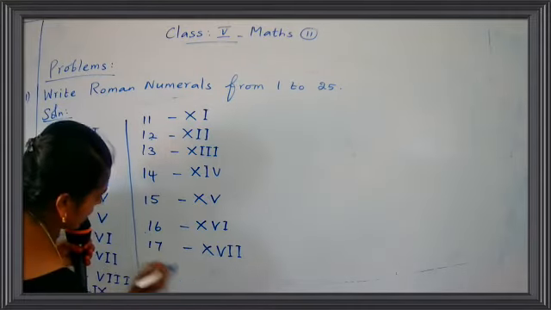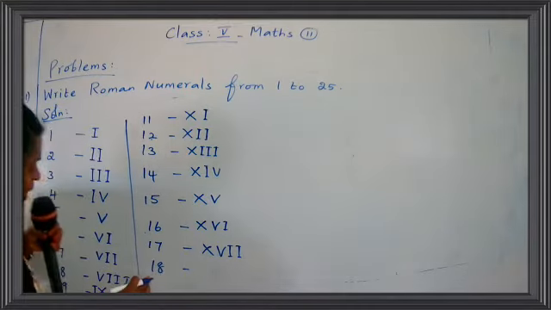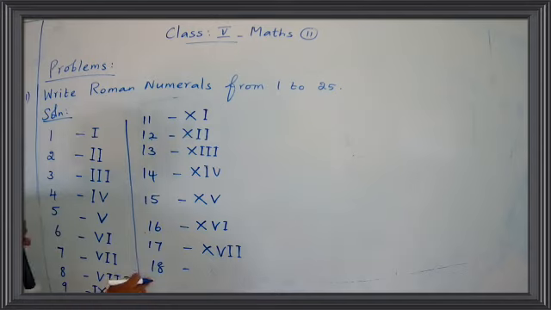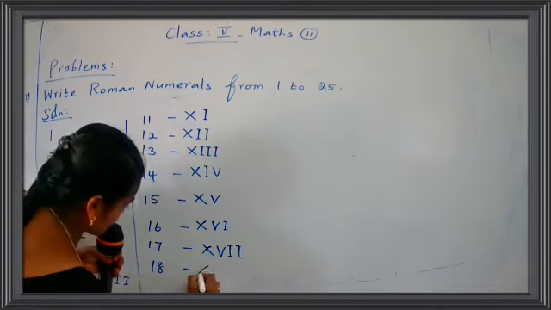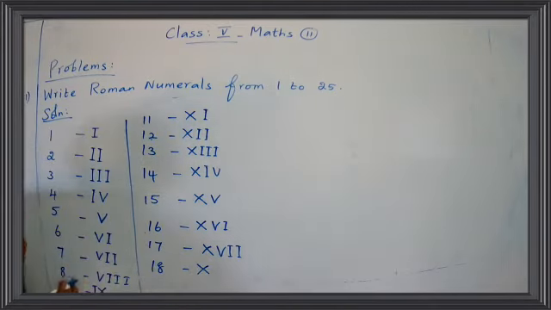Okay. Now 18. 18 can be written as 10 plus 8. So 10 stands for X, and 8 means VIII.